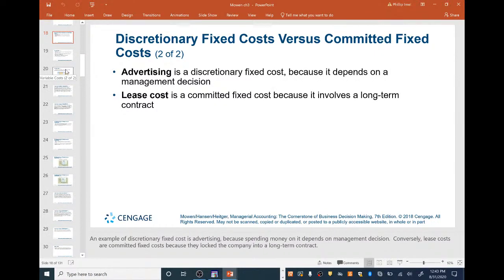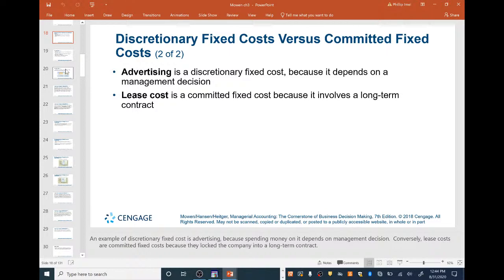What about advertising? That'd be a good example of a discretionary fixed cost, right? Because advertising is dependent upon a management decision on how much they choose to advertise for that period, right? So they could either choose not to advertise, they could advertise a little bit, they could advertise a lot. It's up to their discretion, right? Totally a management decision.